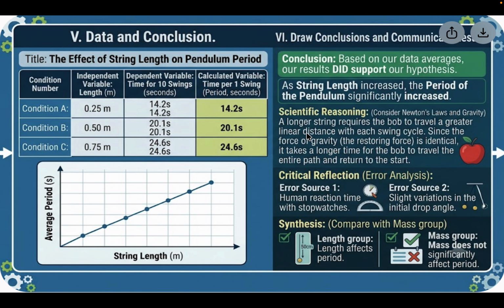Synthesis: a comparison graphic, teal versus blue, check versus X, compares the results of the length group to the implied results of the mass group. Mass does not significantly affect the period. The entire sequence, from initial question to final synthesis, is now visually complete.